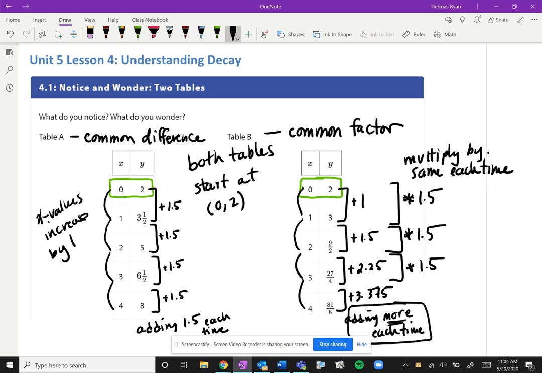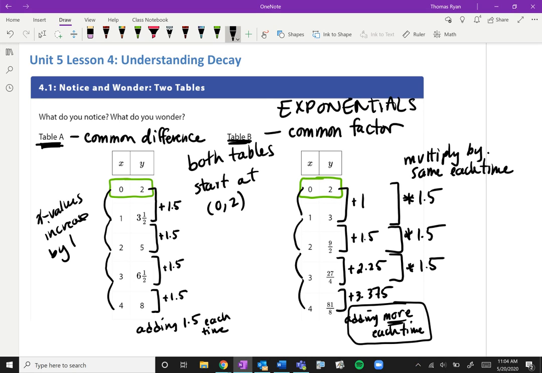So that's kind of our big difference here. We want to think about transitioning from the idea where we deal with common differences, like when we were talking about lines and slope, to now talking about common factors, which is really where we're going to have this idea of where exponentials come into play.